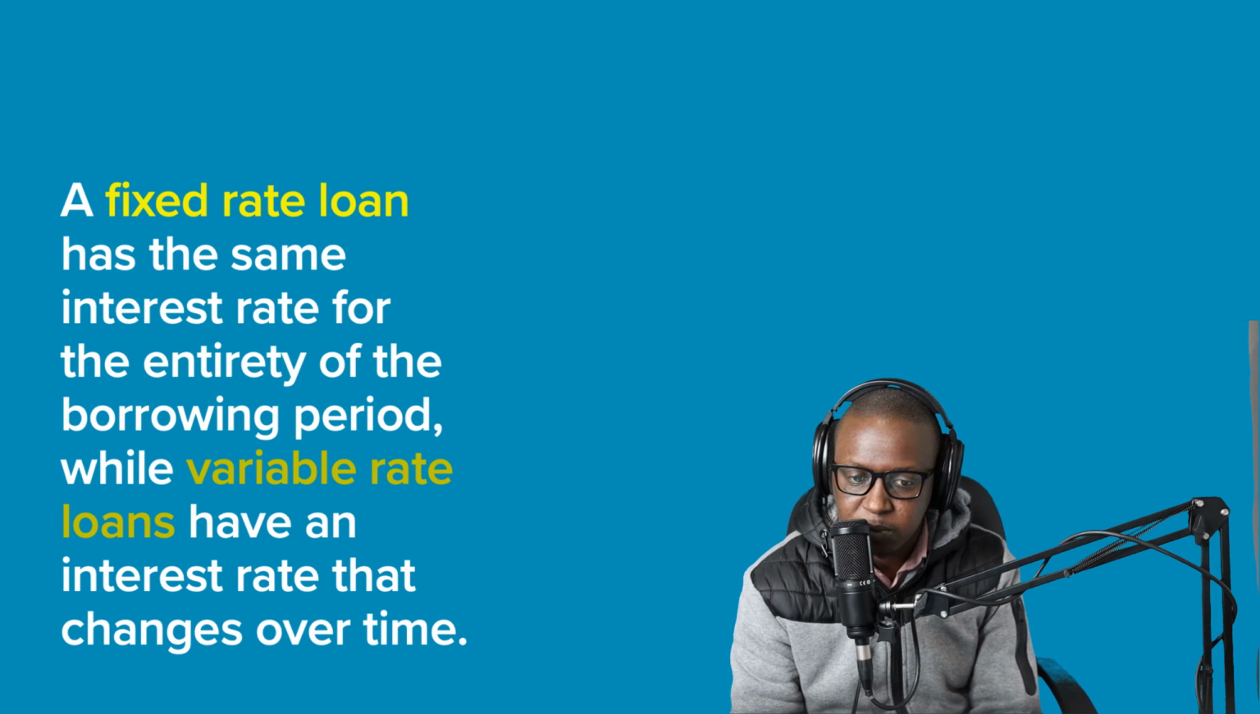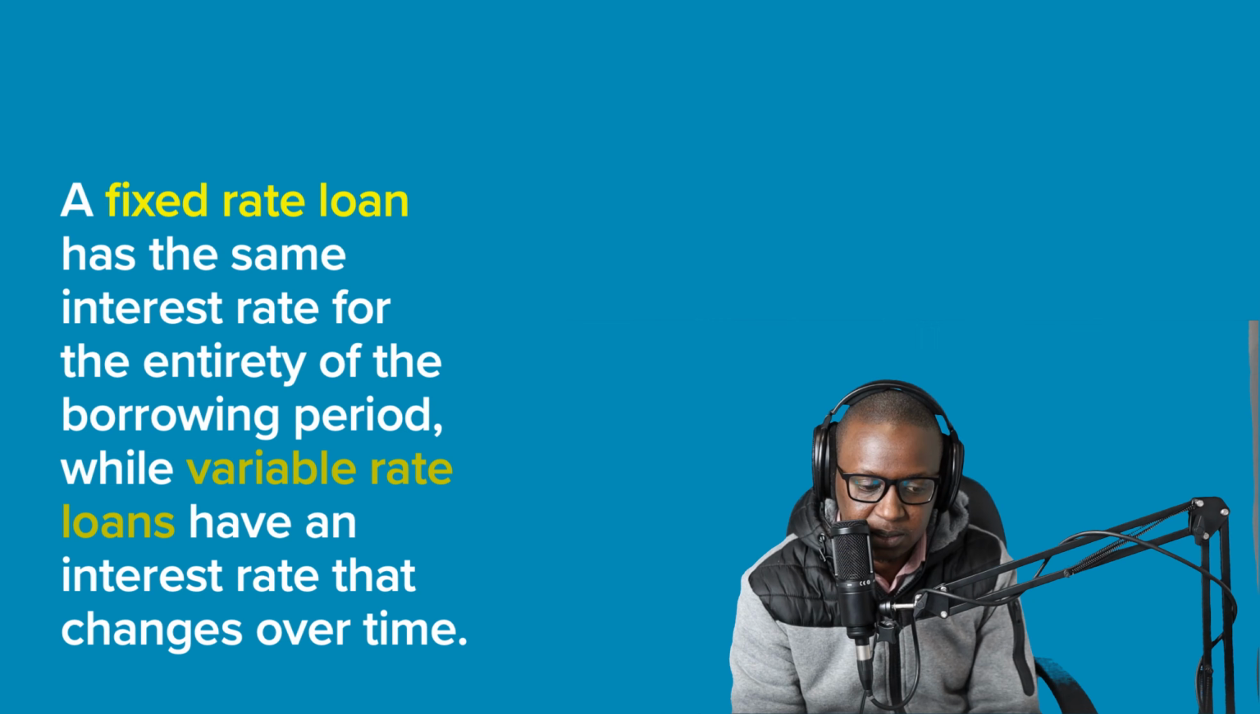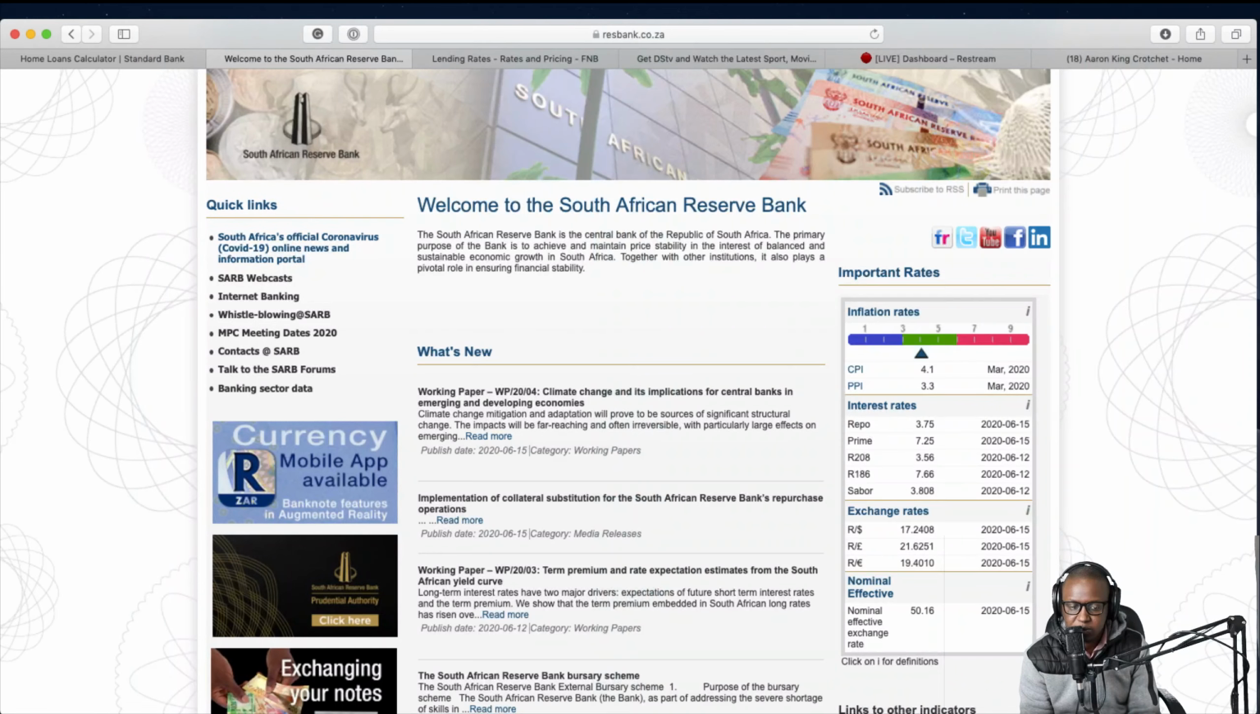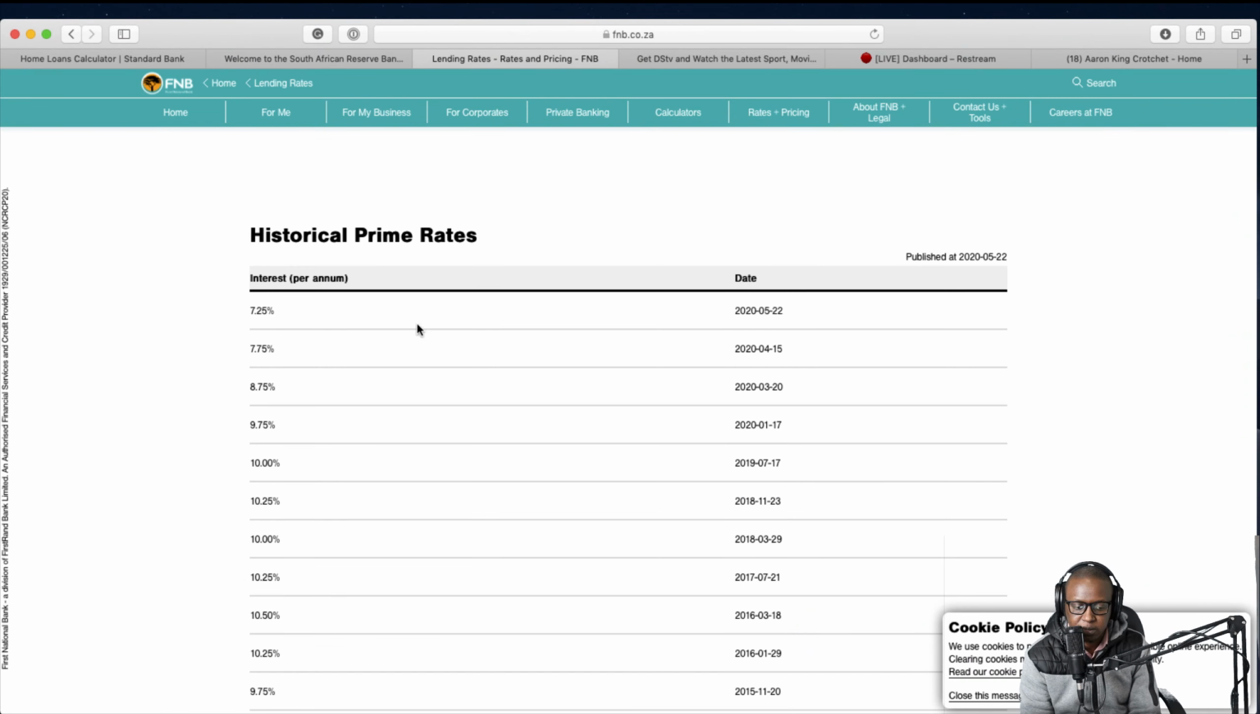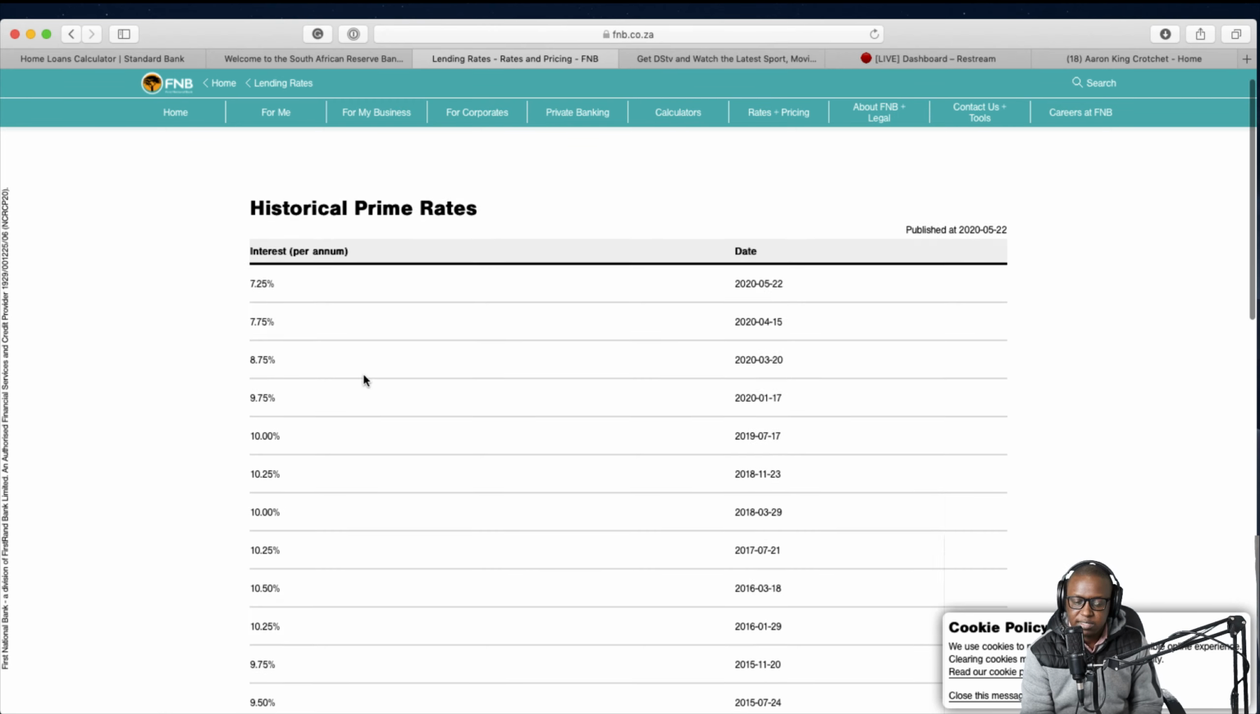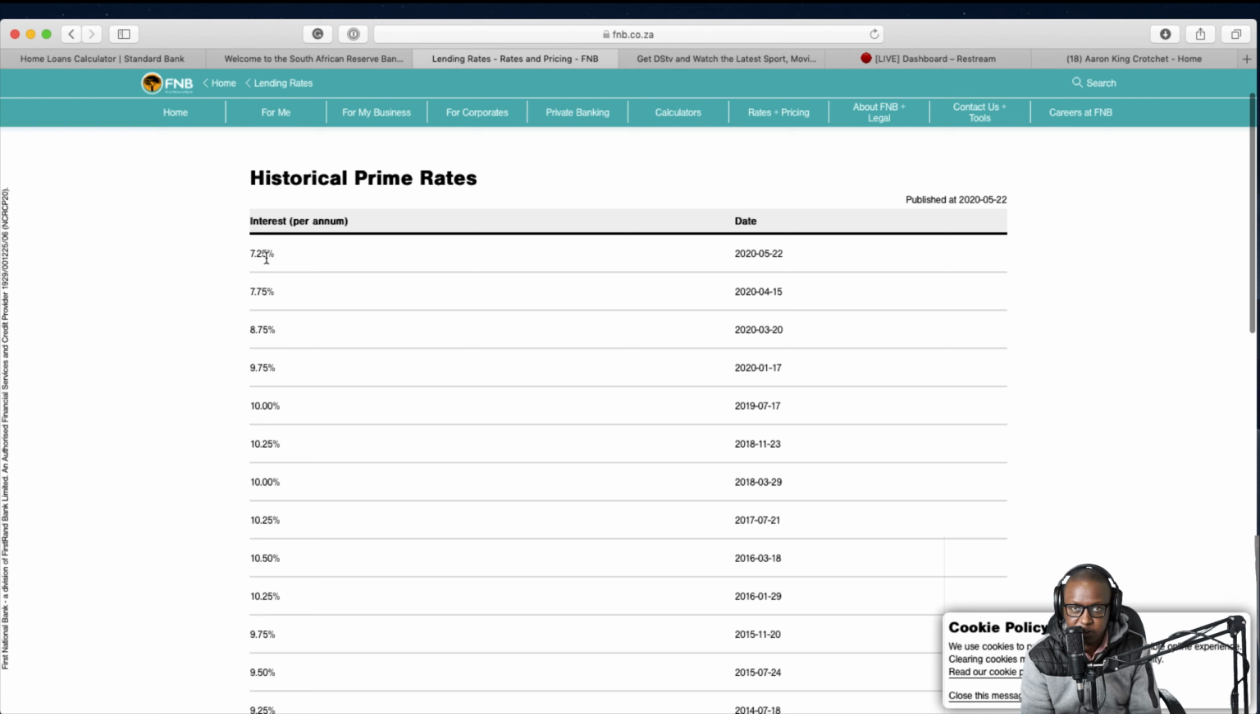Let me show you an example of the history. Let's look at the history of what the prime rate was. Let's look at the history of the lending rates. As you can see here, the current rate is 7.25, which changed from the 22nd of May 2020, and then also changed again on the 15th of April. Let's look at it from January.